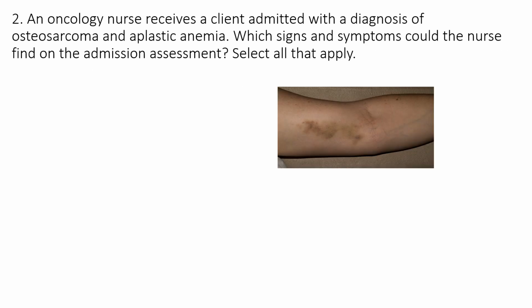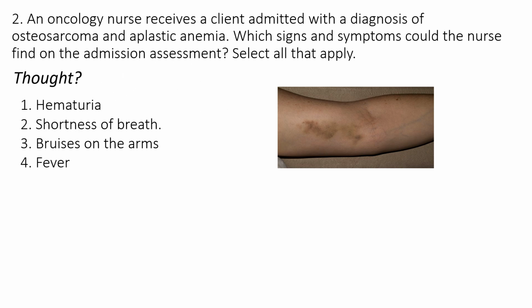Question number 2. An oncology nurse receives a client admitted with a diagnosis of osteosarcoma and aplastic anemia. Which signs and symptoms could the nurse find on the admission assessment? Select all that apply. Could you find hematuria, shortness of breath, bruises on the arms, and or fever? And the answers are all of the above, 1, 2, 3, and 4.